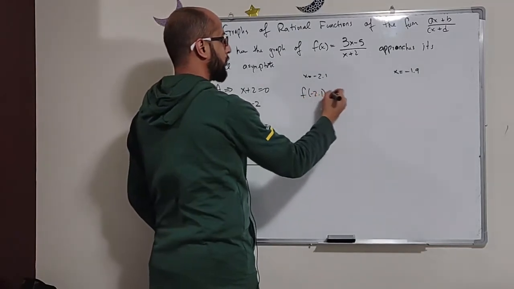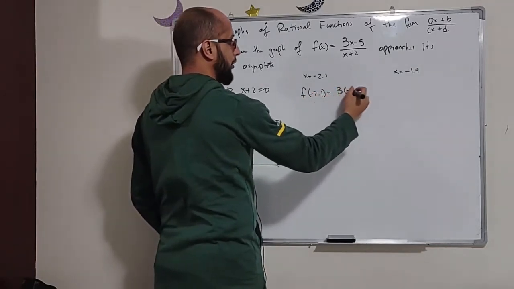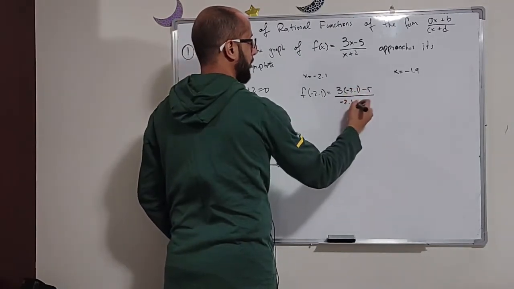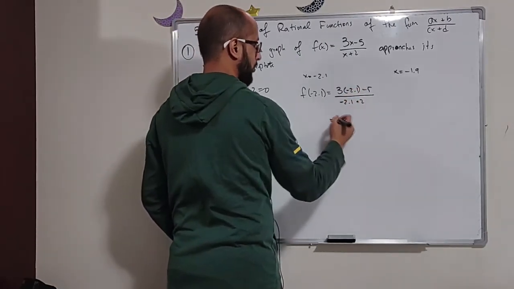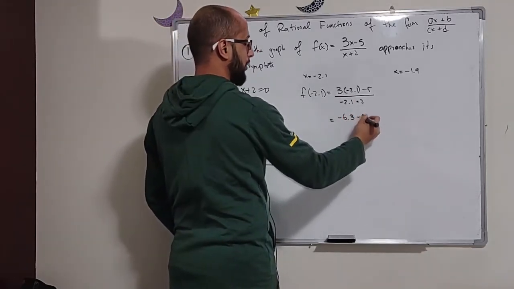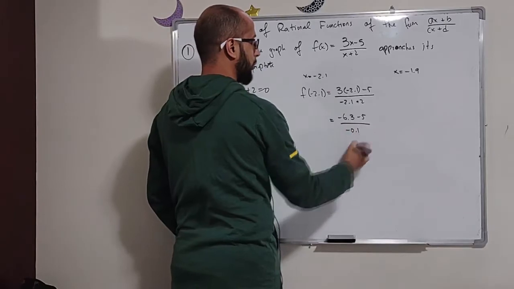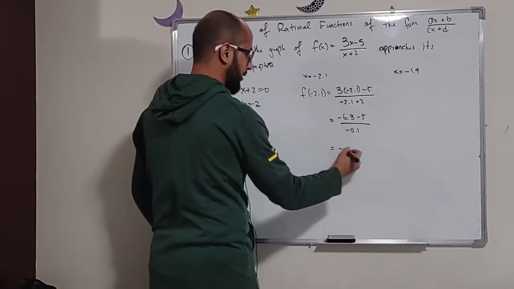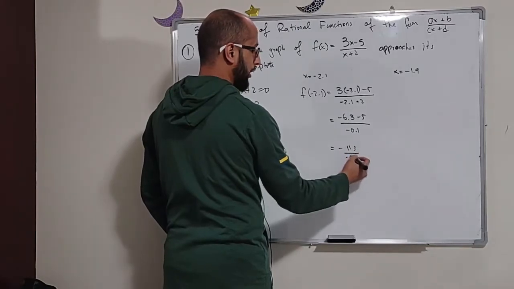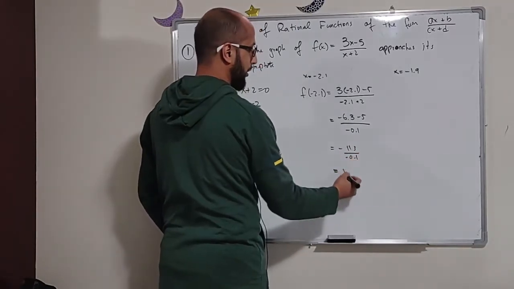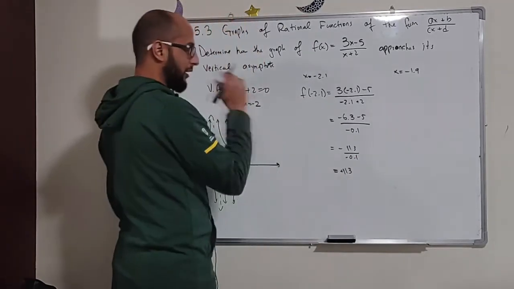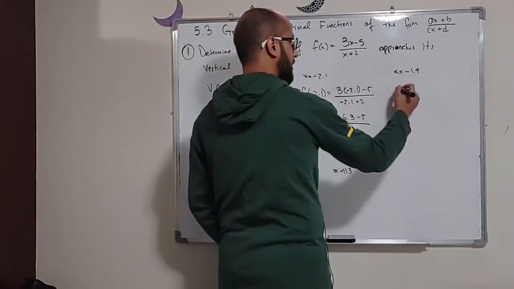So f of negative 2.1 will be 3 times negative 2.1 minus 5 over negative 2.1 plus 2. What we get? Negative 6.3 minus 5 over negative 0.1. This will be negative 11.3 over negative 0.1, and that will quickly become positive 113. Now I do the same thing on the opposite side.